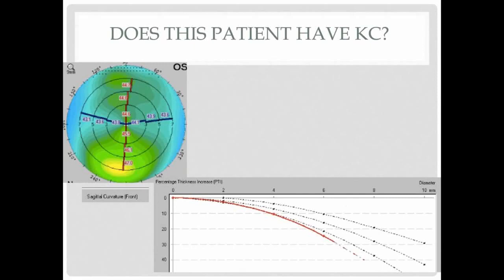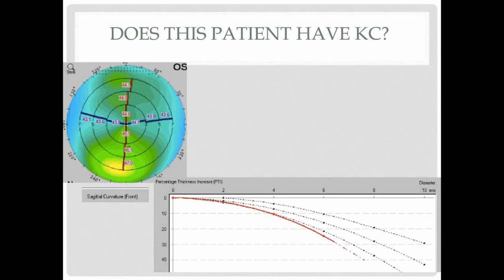I also like this map called the potential thickness increase map, and you can see this is a very useful map because it looks at the thickness change from the center at 0 all the way out to the peripheral part of the cornea at 10 millimeters, and looks at the change over time compared to age-matched controls.